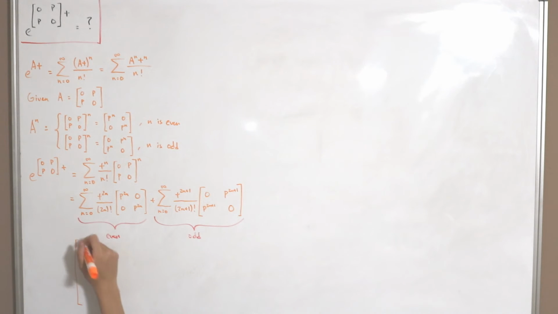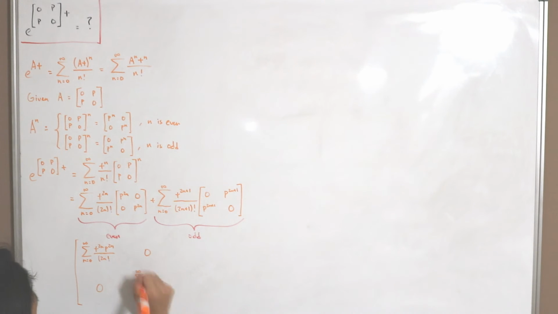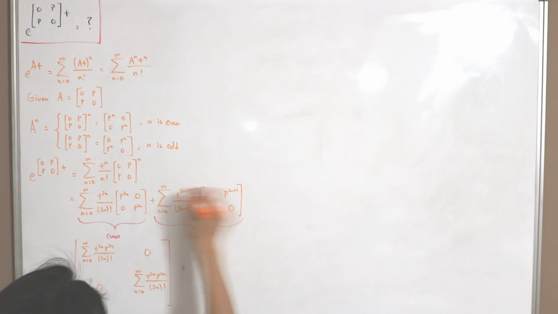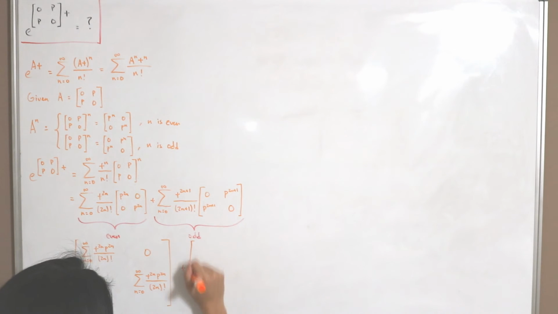So this is the infinite sum, n equals 0 of, so we just multiply t to the power 2n, then p to the 2n, divided by 2n factorial. This will be 0, that will be 0, and then over here is the infinite sum of the same thing, t to the power 2n, then p to the power 2n, divided by 2n factorial. And now we're going to add this with our, now distribute the infinite sum for our odd terms.